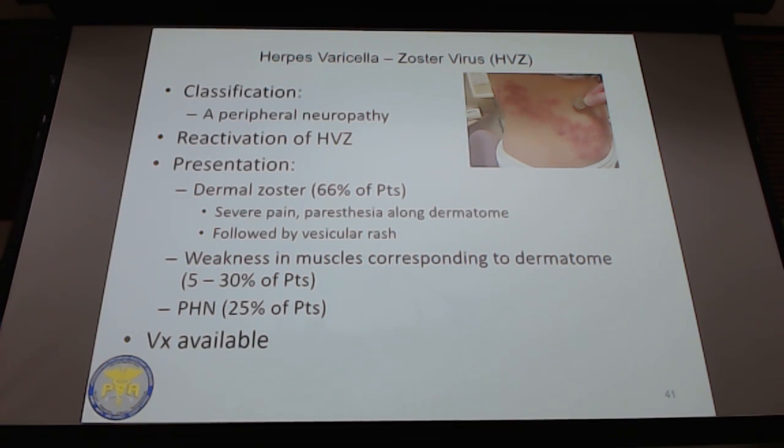So you get that severe pain, paresthesias along the dermatome, and then you get that vesicular rash. You can see there you get a weakness in muscle corresponding to that dermatome in about 5 to 30% of the patients.